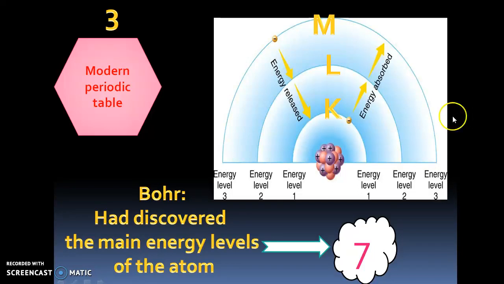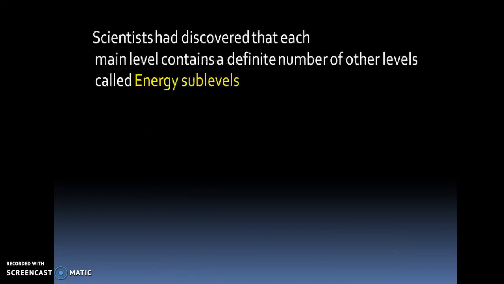As shown in front of you in this figure, this is the atom, and this is the main energy level. Here there are three main energy levels, but as we said before, there are seven. The energy levels take the symbols K, L, M, N, O, P, Q. They are seven.